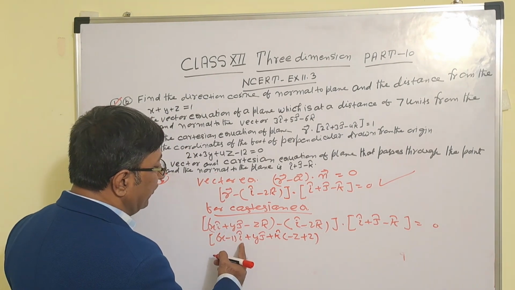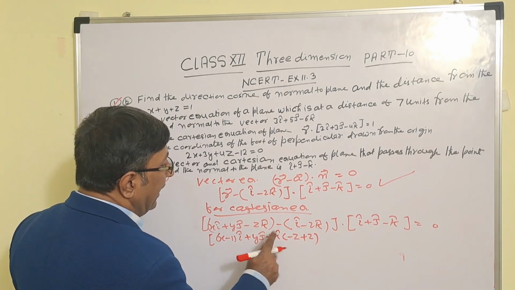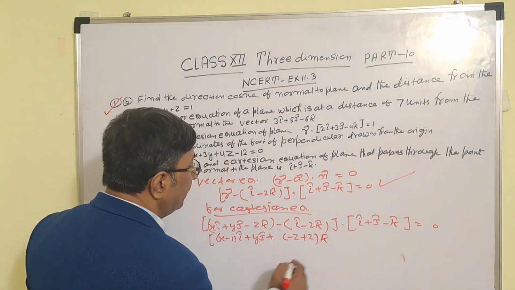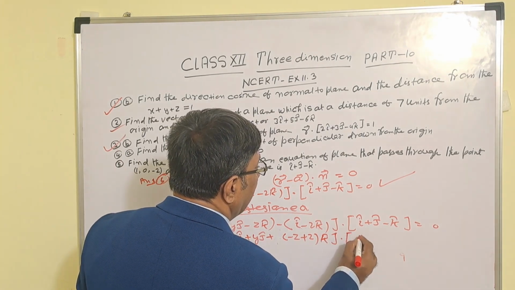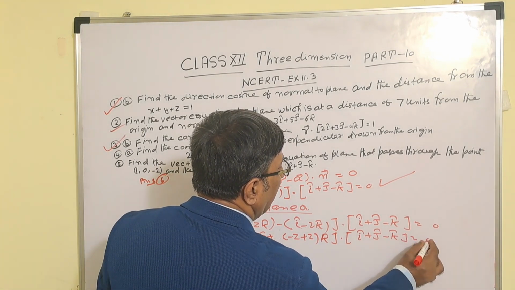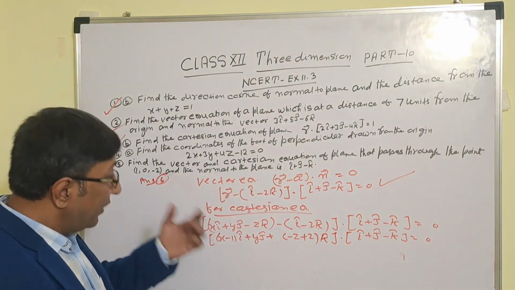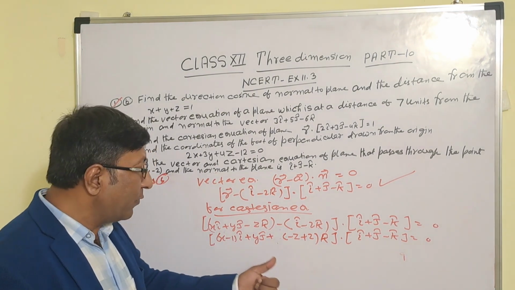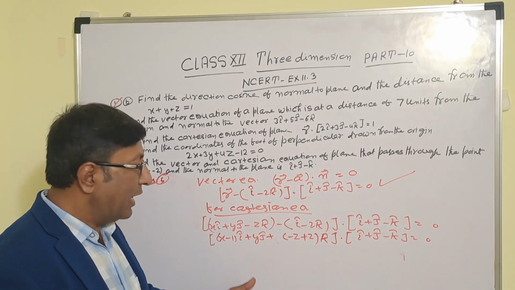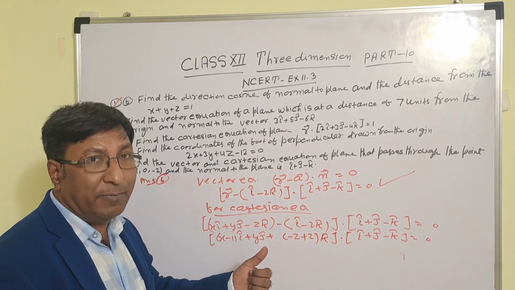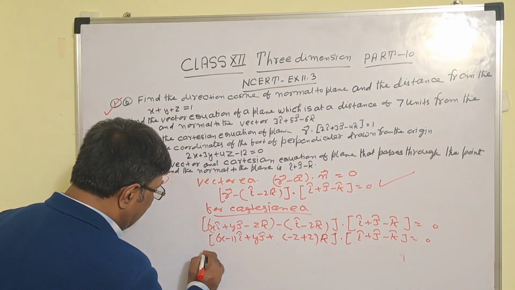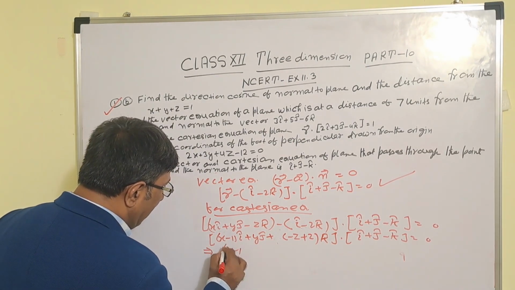So x minus 1 unit vector i, y unit vector j, and minus z plus 2 unit vector k, and now dot with unit vector i plus unit vector j minus unit vector k. This is equal to 0. Now you know in the dot product, i dot i is 1, j dot j is 1 and k dot k is 1, and when i is dotted with j or k it becomes 0. So x minus 1 i dot i is only x minus 1.